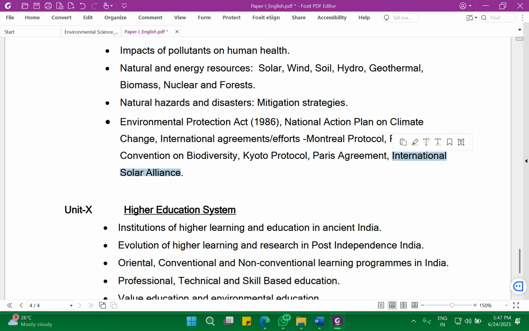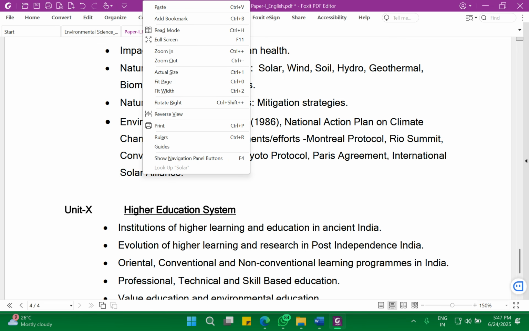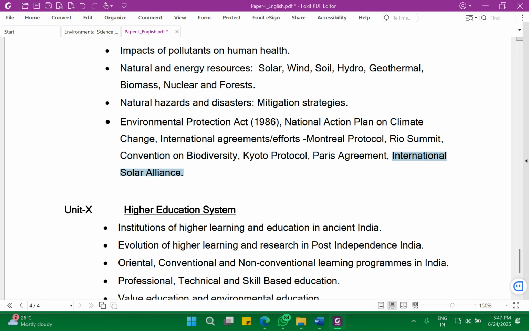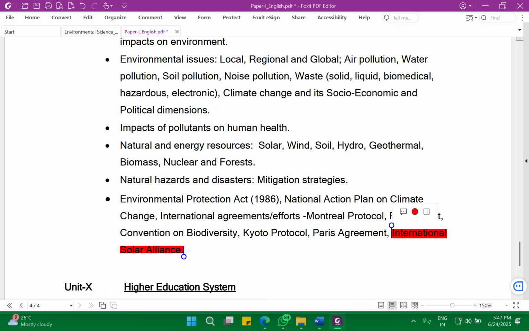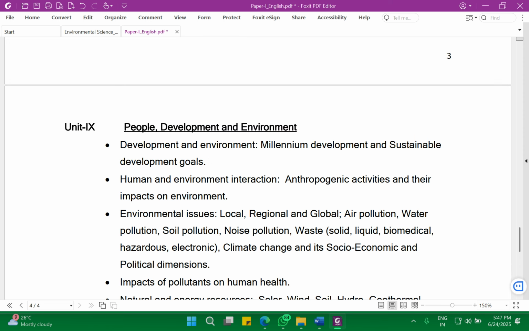International Solar Alliance related thing, every year they are asking at least one question. So you can go through this International Solar Alliance. It is very important. And this Montreal Protocol also very important for you. And remaining they may ask from this sustainable development goals and millennium development goals.